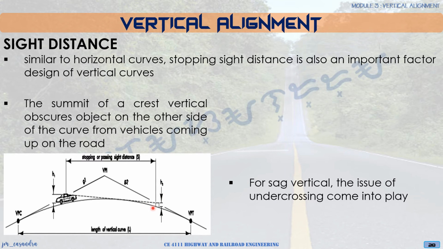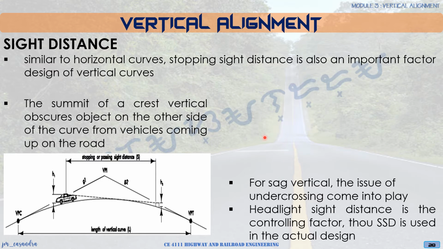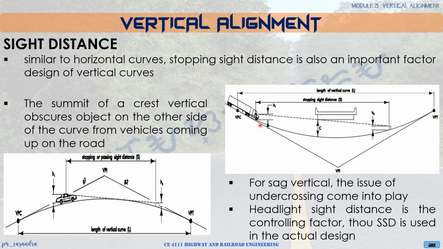And then, for sag vertical curves, there would be the issue of undercrossings. So for example, we have a sag curve here. So ito yung undercrossing ninyo. Meron siyang structure above. So this is usually what you expect when we have sag vertical curves.